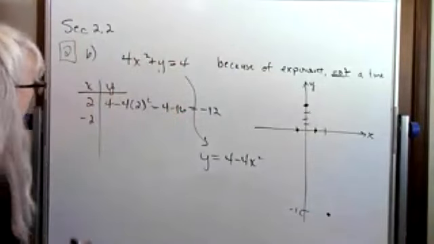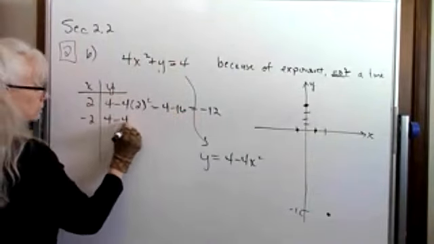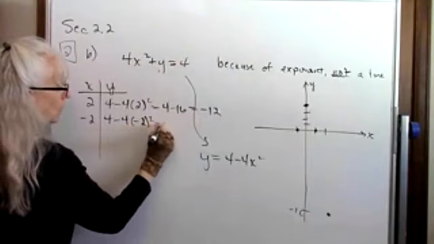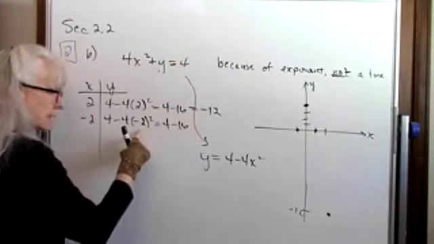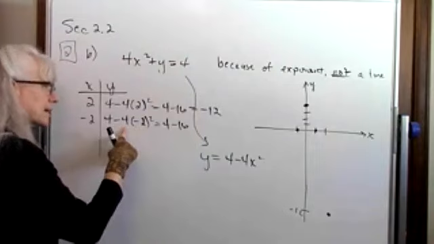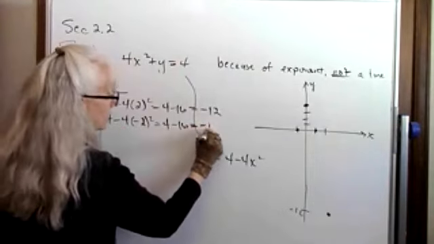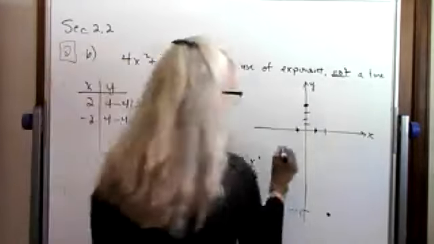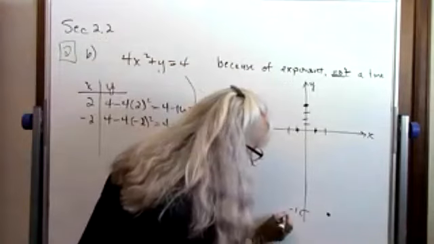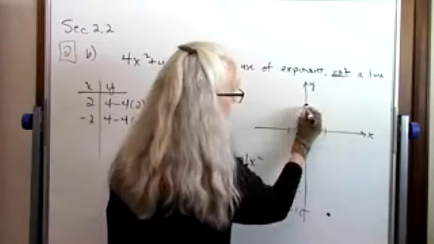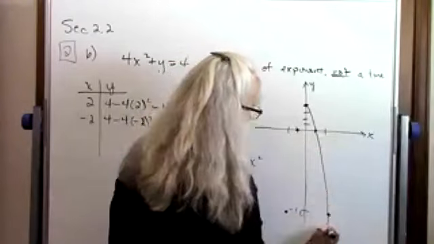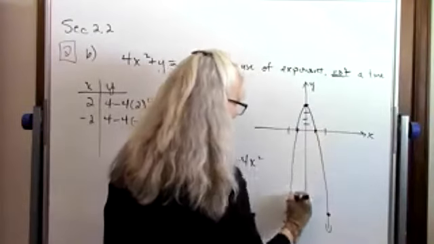When we plug in a -2, we'll get the same exact thing. -2 squared is a +4 times that -4 is still a -16. I'm going to get -12 again. So over here at -2, we're down here at -12. So our picture is something like that. And there is our graph.